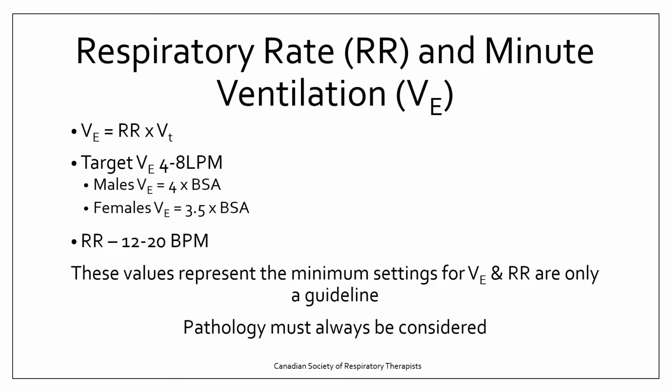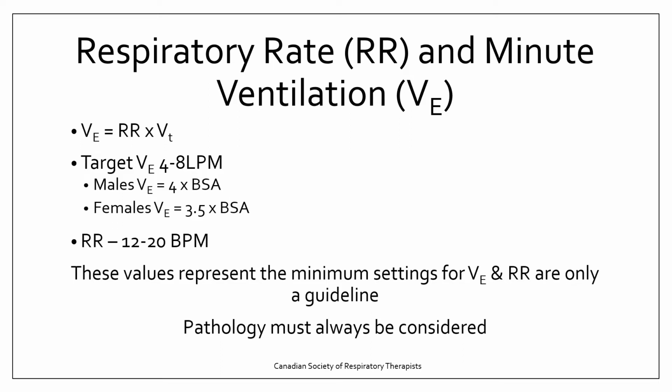You need to understand that these values represent a minimum sort of setting guidelines for minute ventilation and respiratory rate. Their underlying pathology always must be considered. If you have a patient in a diabetic ketoacidosis, then chances are you're going to have a higher respiratory rate and a higher minute ventilation because their metabolic condition is going to dictate that. If somebody has a fever, right, their oxygen consumption increases and their CO2 production increases, and we need to increase their minute ventilation appropriately to compensate and to rid the CO2 and to get enough oxygen as required.